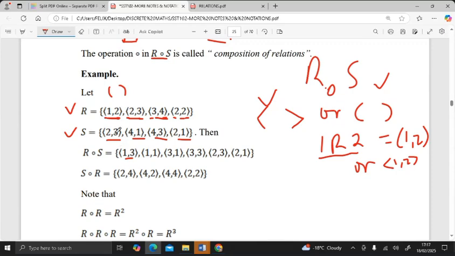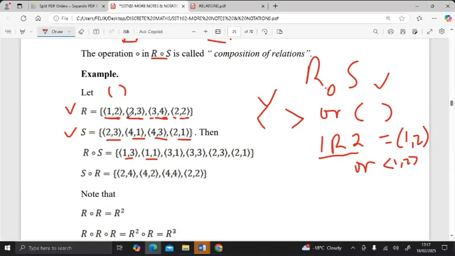And then in the second relation, look for another member that starts with 2. You notice that we have this. So we have 1 R related to 2, and here we have 2 S related to 1. Therefore, the member of R composition S will be 1, 1. We do not have any other member that starts with 2 in the second relation.